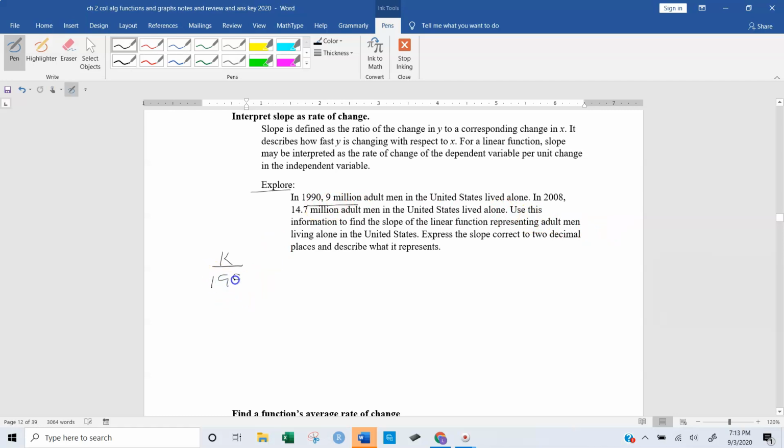I bet this is a point because this is a year. I have 9 million lonely males, basically. In 2008, we have 14.7 million lonely males. We will use this information to find the slope of the linear function. All right, so let's find the slope. So I'm going to do change in y. Let's do 14.7 minus 9 over 2008 minus 1990.